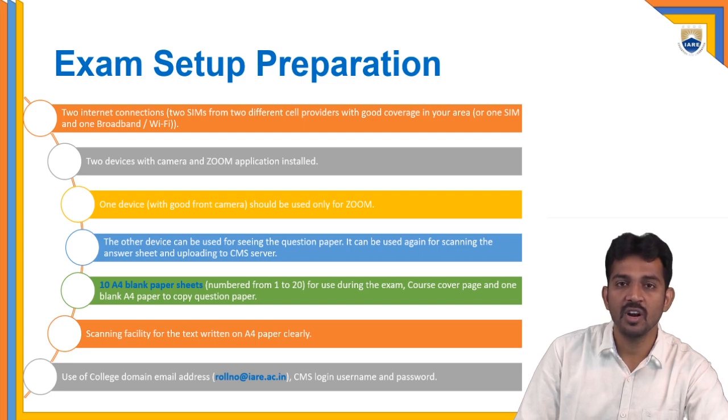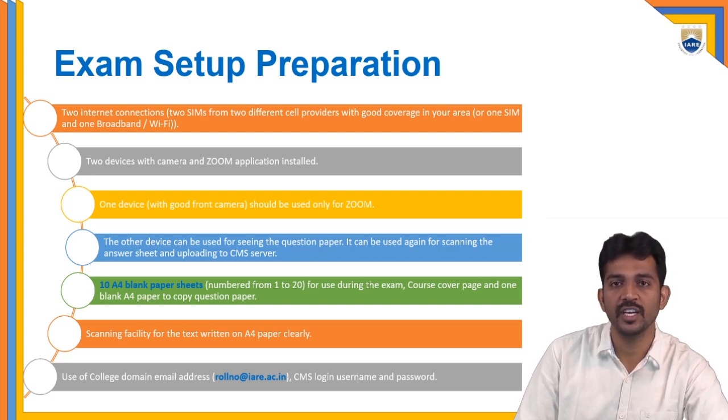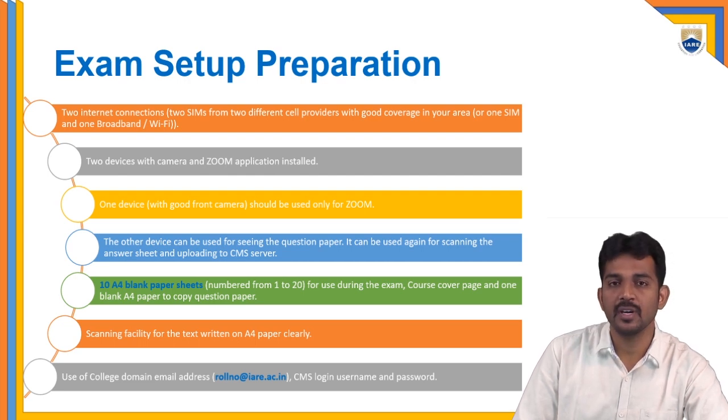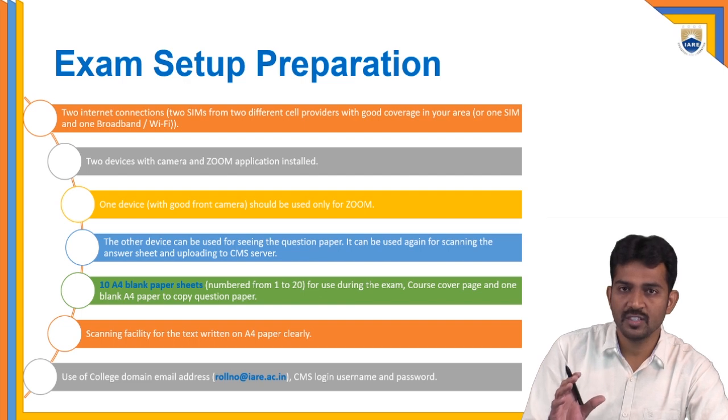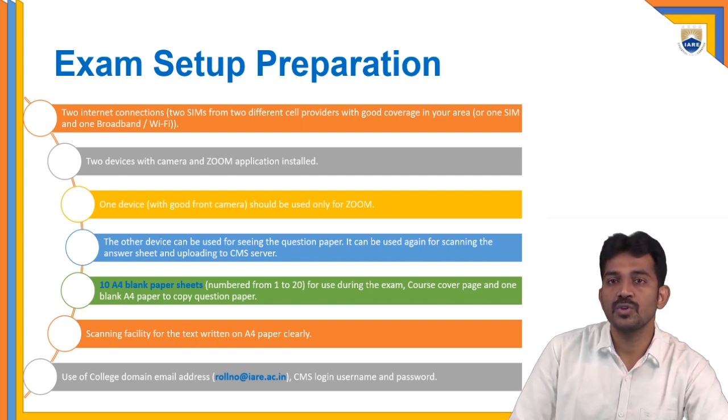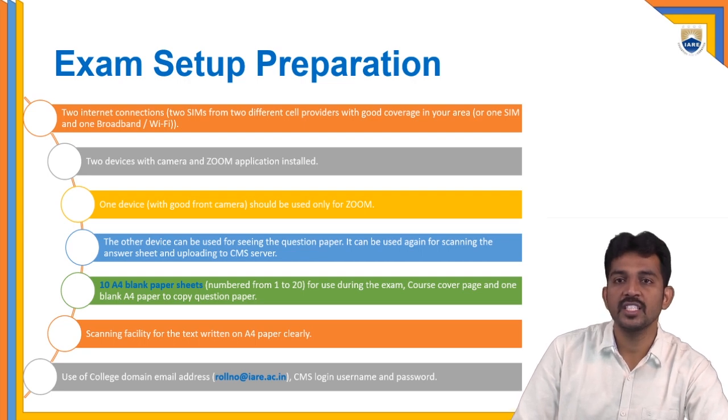And for the alternative purpose, you should go for 2 different types of SIM. Next, you need 2 devices, with a good front cam enabled device for the Zoom facility. So one device for Zoom and another device for the exam purpose, right? Just see the third point: one device with a good front cam should be used for the Zoom.